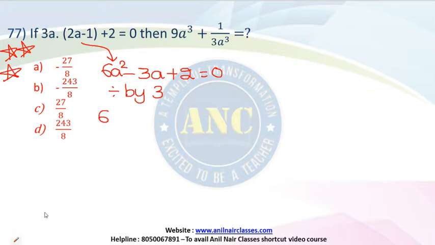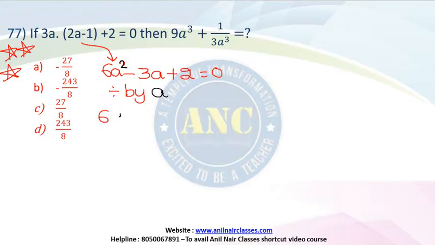Sir, how will you come to know whether to divide by a or whether to divide by 3? What is that you are using this shortcut? How will we come to know that we need to divide by a? Whenever the question is asking you a cube plus 1 by a cube or a square plus 1 by a square of that form, I always want to find out something called a plus 1 by a or a minus 1 by a format, right? That means the power is 2 here. I want to reduce the power to 1. So I will divide it by a.